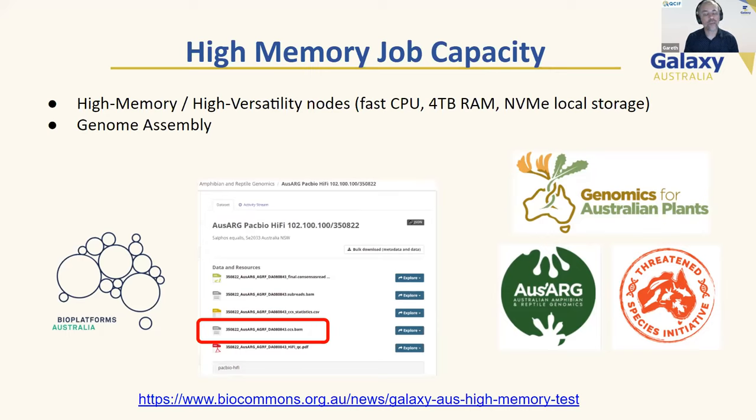At a very high level, we're making use of the BPA data portal to ingest those CCS reads into Galaxy. And as I've said before, we've been doing this for the genomes of Australian plants, Ozark, and threatened species. And if you do want to go and see, there's a nice news article on the BioCommons website about the plant assembly.